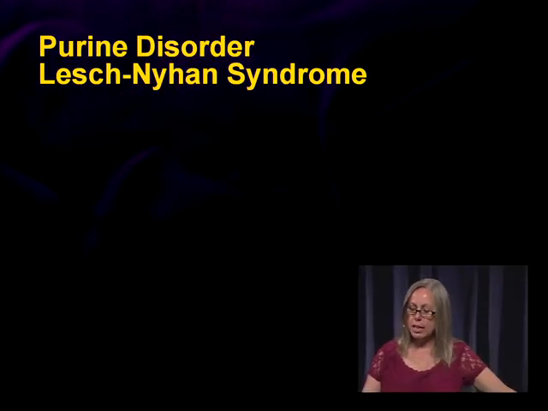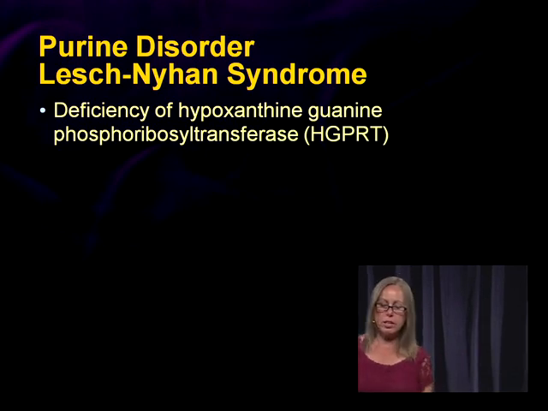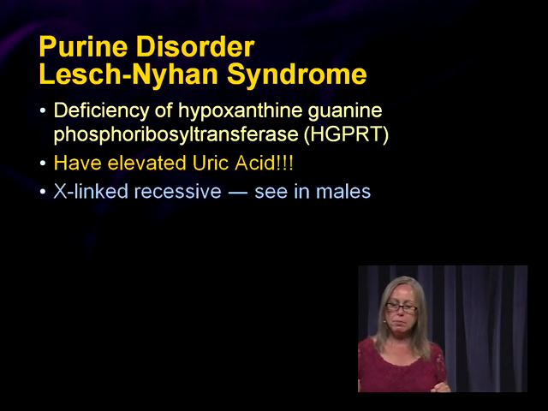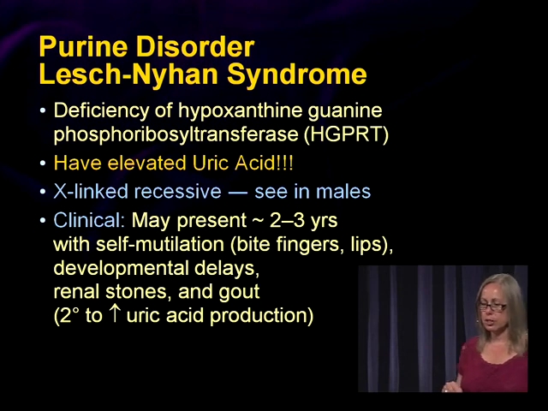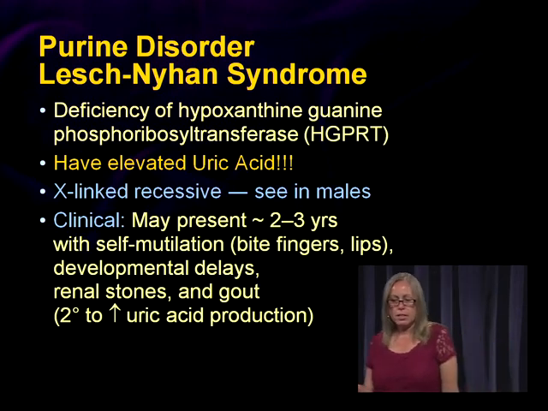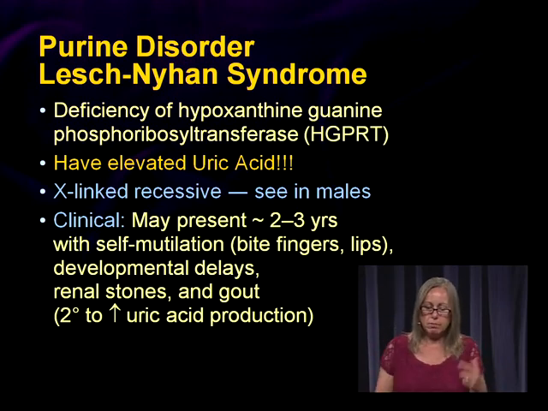Purine disorders, Lesch-Nyhan, which always seems to be a favorite of test makers. It's deficiency of hypoxanthine guanine phosphoribosyltransferase, also known as HGPRT. These people all have elevated uric acid. It is X-linked recessive, so you're going to see it in males and not females. May present at about 2 to 3 years of age with self-mutilation. They like to bite off their fingers and lips, and so people end up getting all their teeth pulled. There are developmental delays. They have renal stones and gout secondary to the increase in their uric acid production. I have not seen very many people with this condition, but people love it on exams because they bite themselves and self-mutilate.